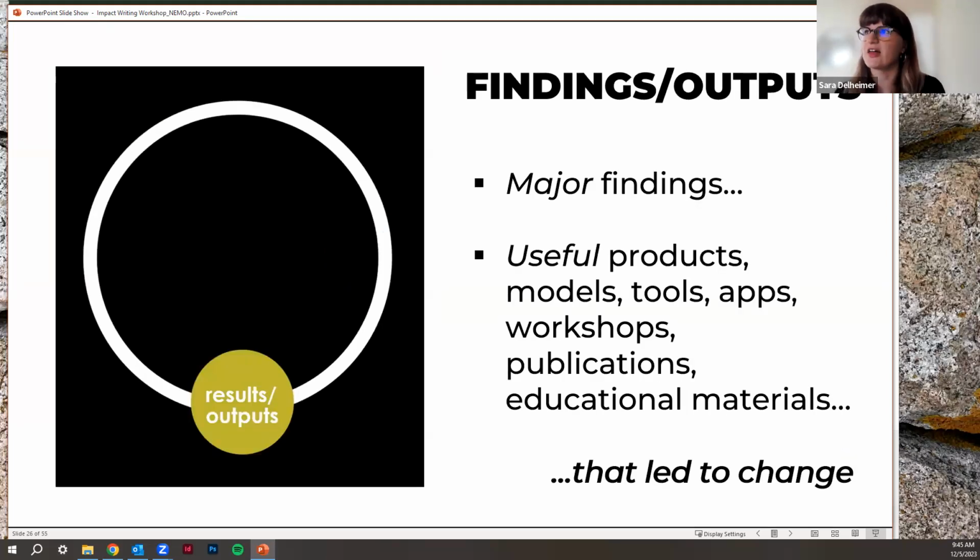Outputs are things like findings from a research study, publications, workshops, any new tools or products that were developed. You don't need to list every output or a bunch of data in an impact statement. Impact statements just focus on the major ones that were used or that led to change.